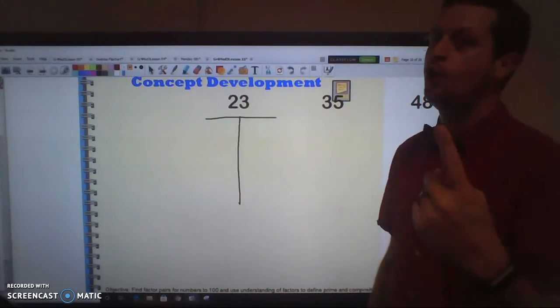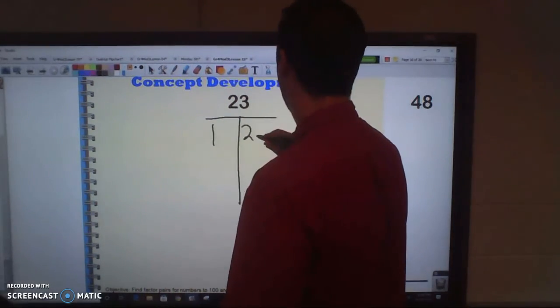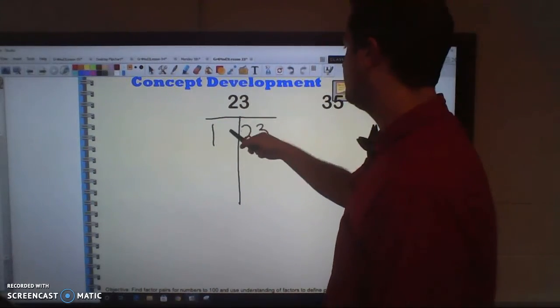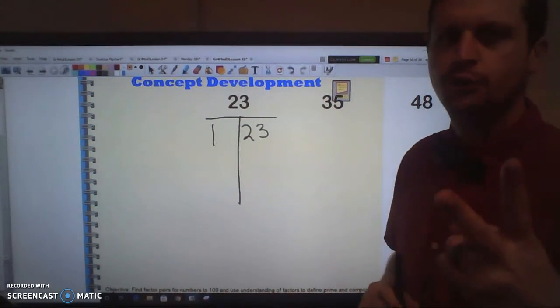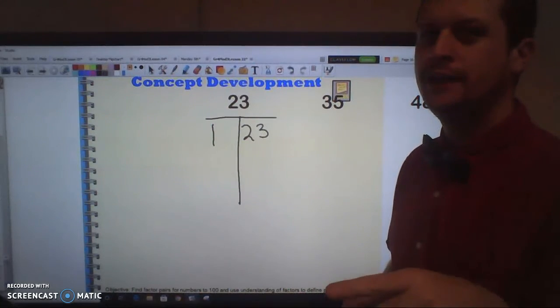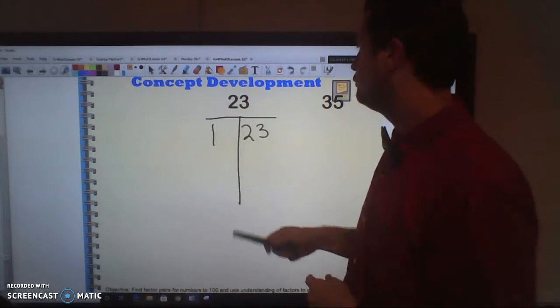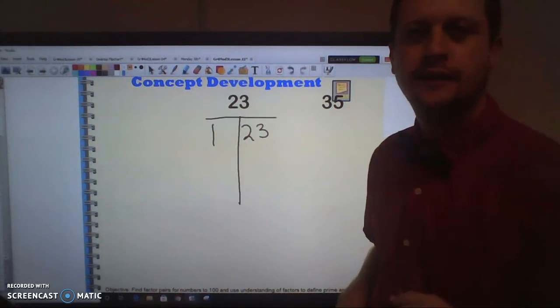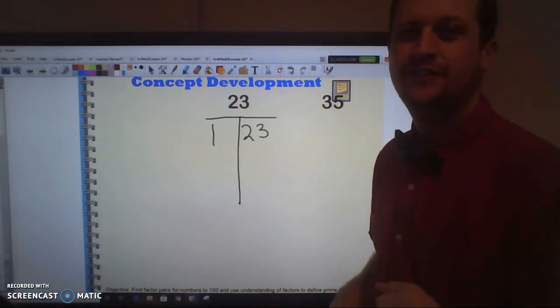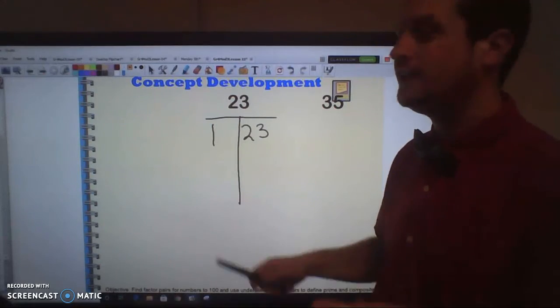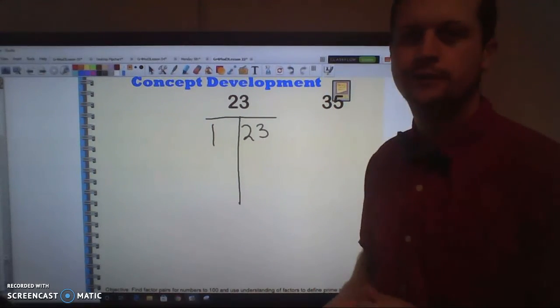Well, again, we know it's going to be 1 and 23. So those are our first factor pairs for 23. 1 times 23 equals 23. Let's go to 2's. 2 times 10 is 20. 2 times 11 is 22. 2 times 12, 24. 2 does not work. 3. 3 times 5 is 15. 3 times 6 is 18. 3 times 7 is 21. Close. No good.